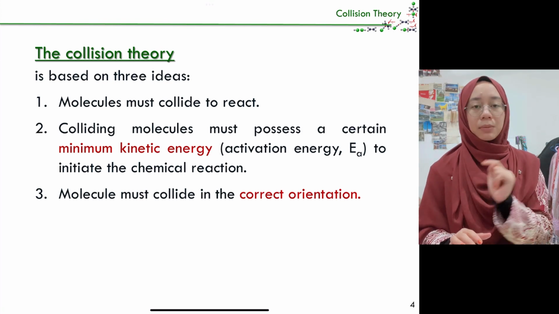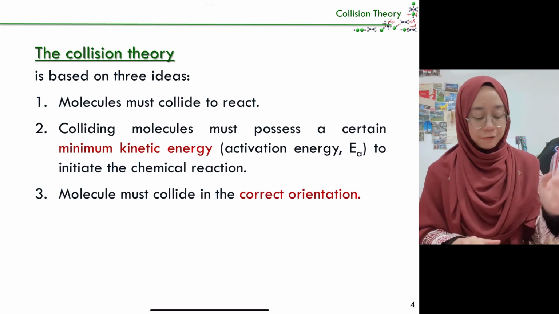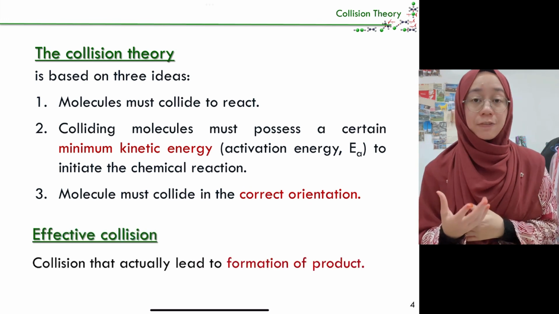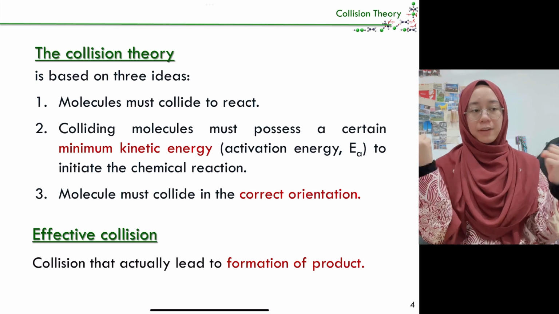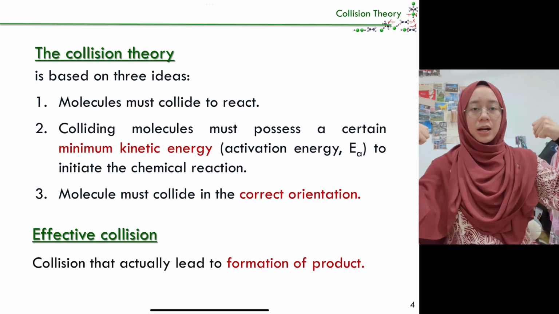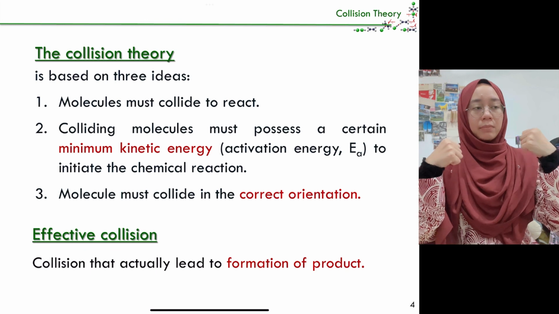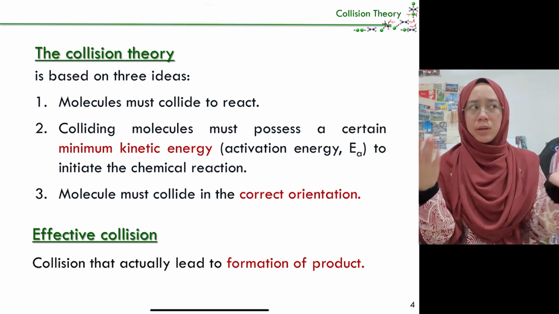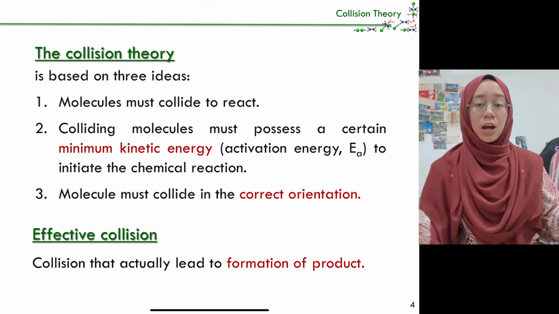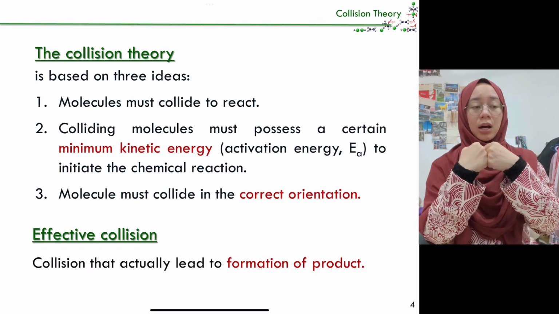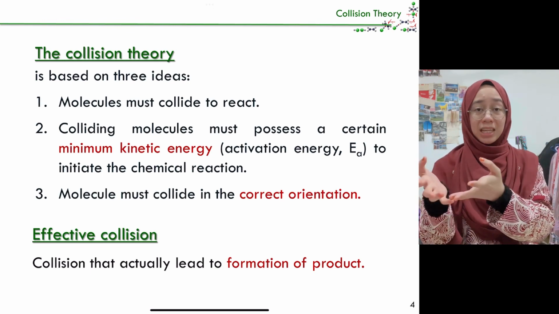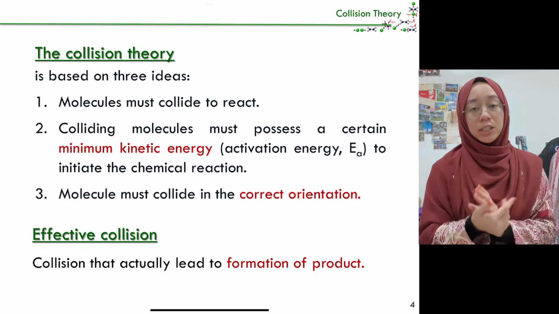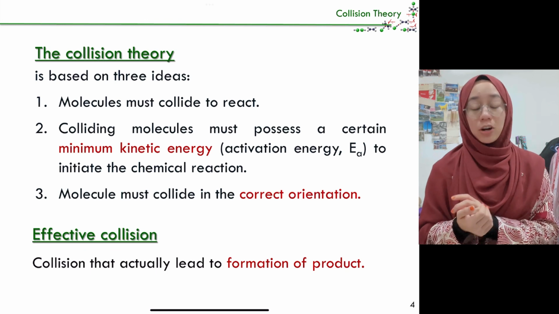Okay, tadi I mentioned about the effective collision, right? So effective collision is a collision that actually leads to the formation of new product, because if we have A and B, if they collide with one another, they might stay as A and B, meaning no new product is formed, meaning that it's not an effective collision. However, if they collide with one another and you form a new product, you form C, D, E or so on, that particular collision is what we call the effective collision.